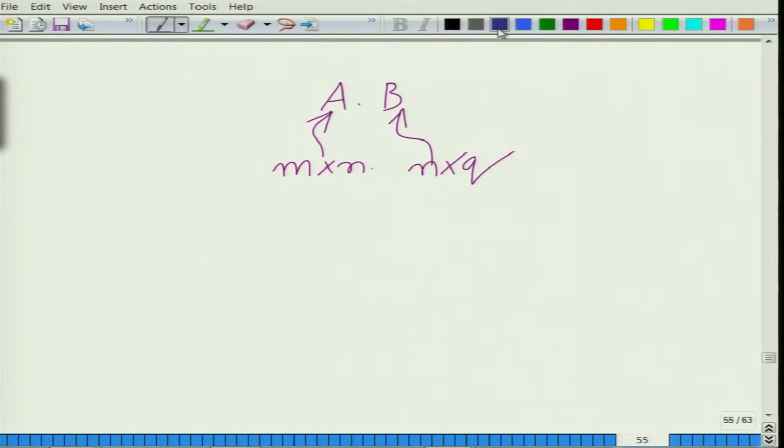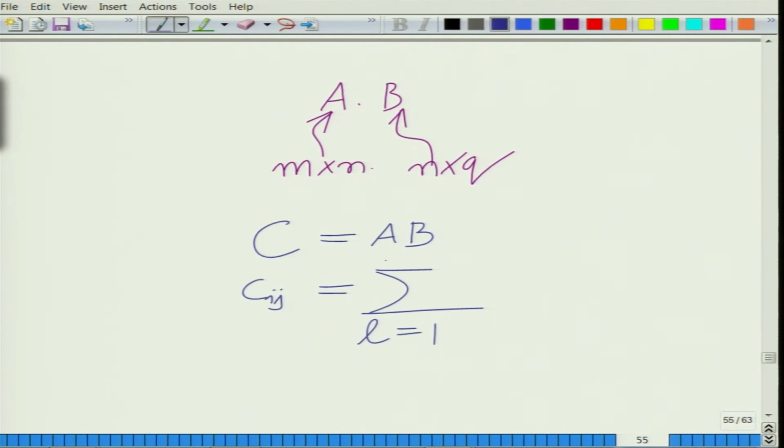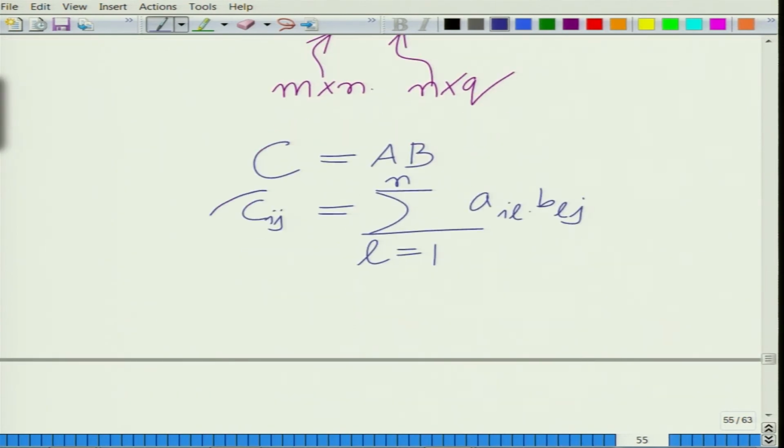Then the product C equal to AB is defined as follows. If you look at the ijth element of C, it is the sum for L equal to 1 to N of A_iL times B_Lj. So essentially the way to look at C_ij is as the inner product of the ith row of A with the jth column of B.